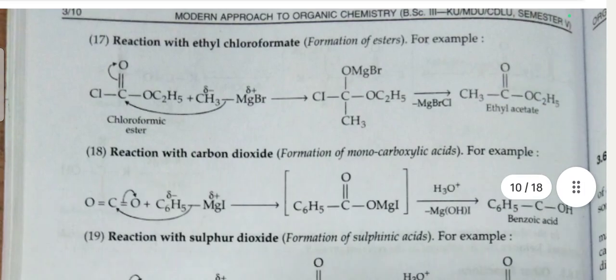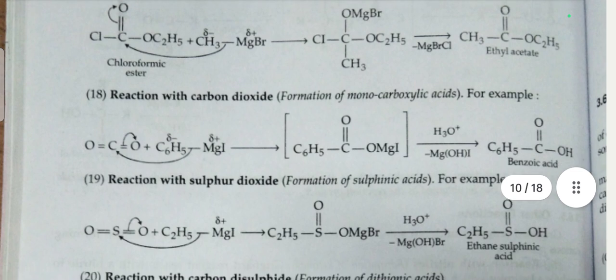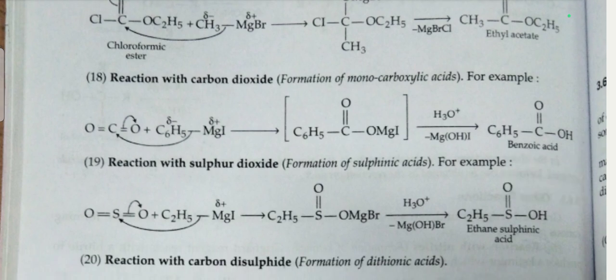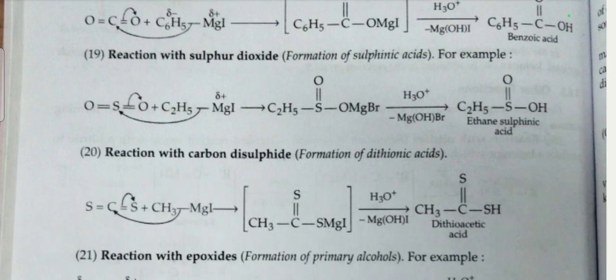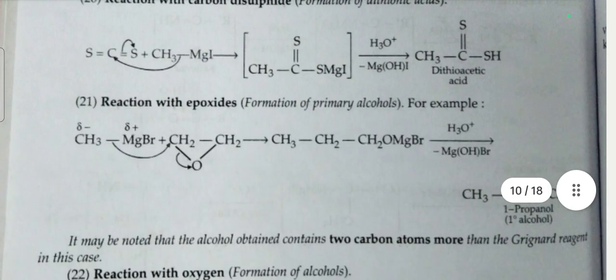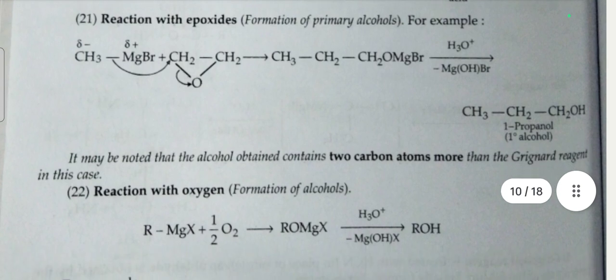Reaction with ethyl chloroformate gives rise to the formation of esters. Reaction with carbon dioxide gives rise to the formation of monocarboxylic acids. Reaction with sulfur dioxide gives rise to the formation of sulfenic acid. Reaction with carbon disulfide gives rise to the formation of dithionic acids. Reaction with epoxides gives rise to the formation of primary alcohols. It may be noted that the alcohol obtained contains 2 carbon atoms more than the Grignard reagent in this case.